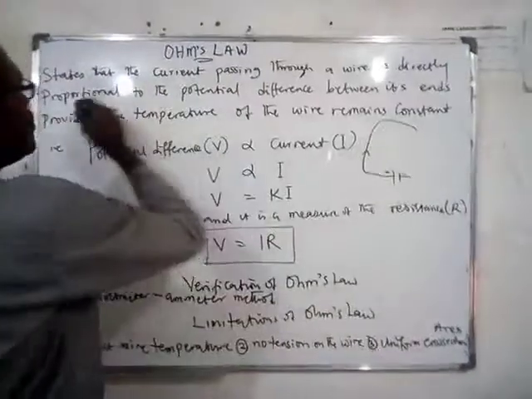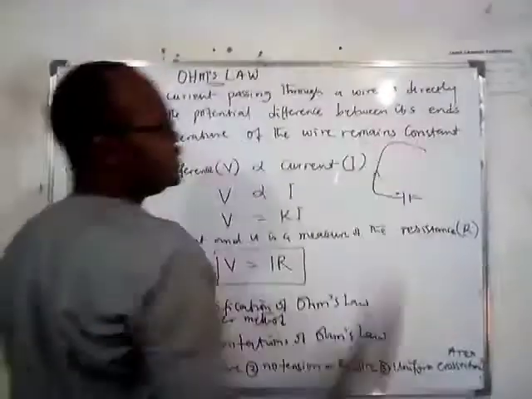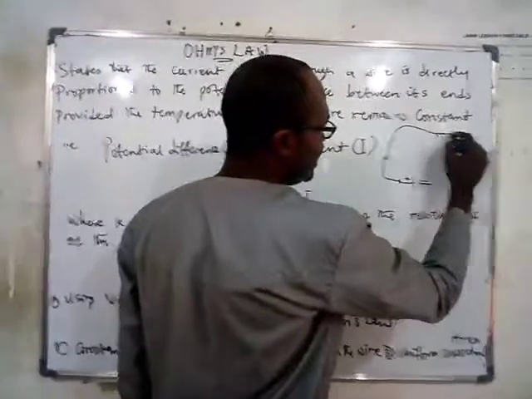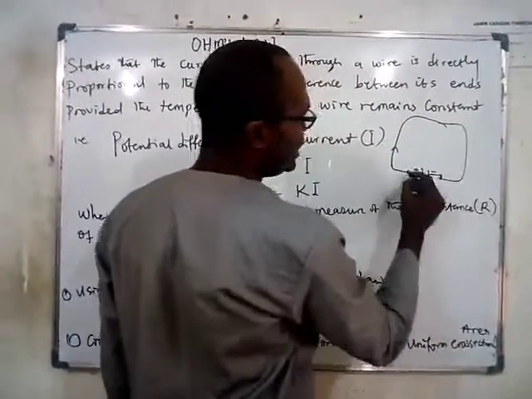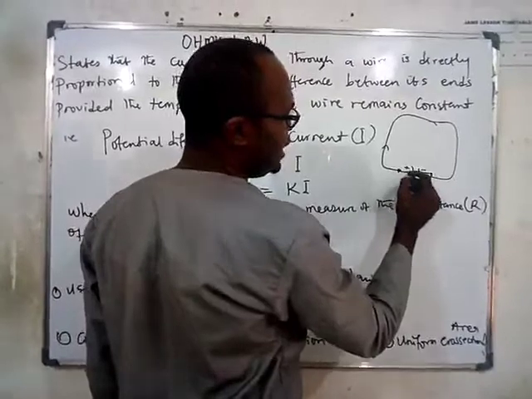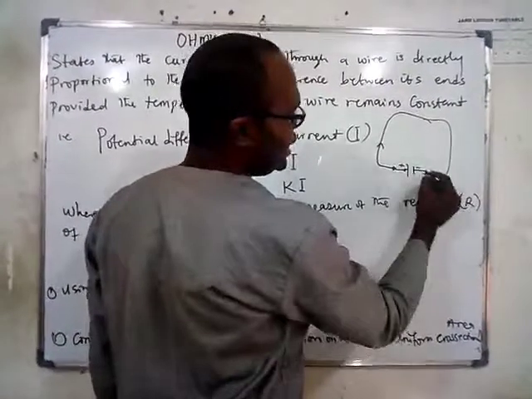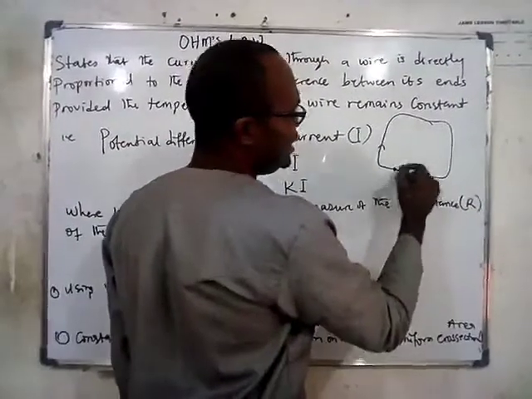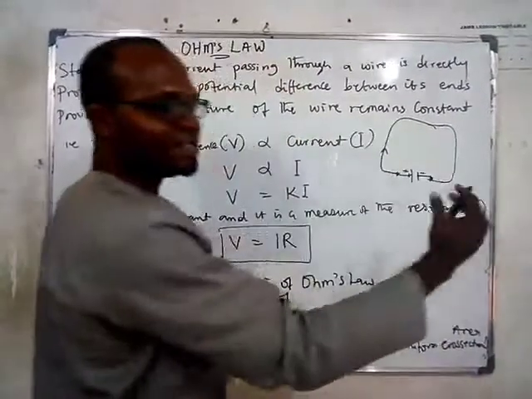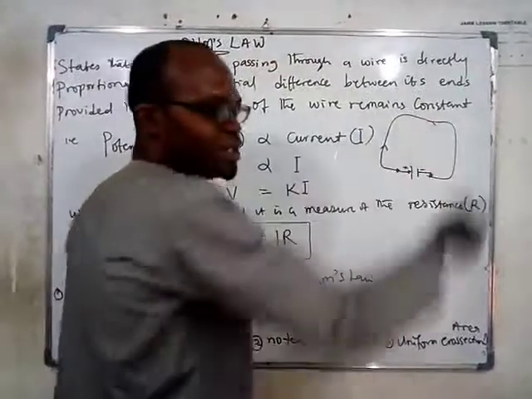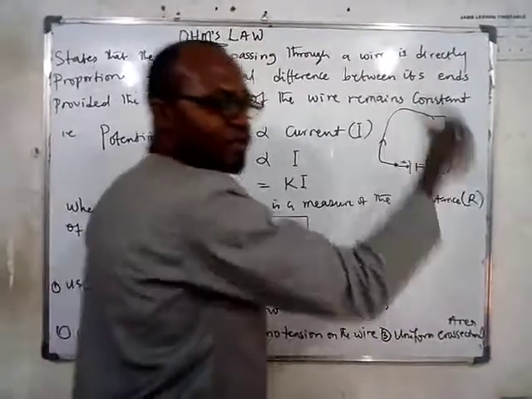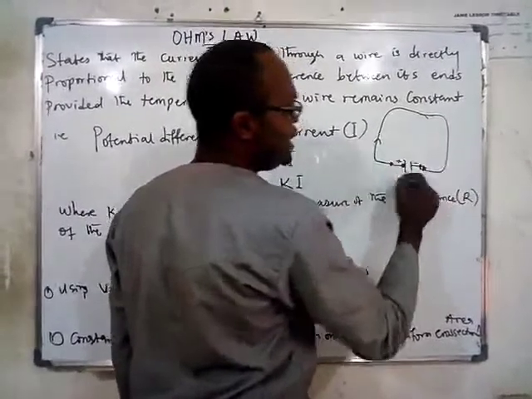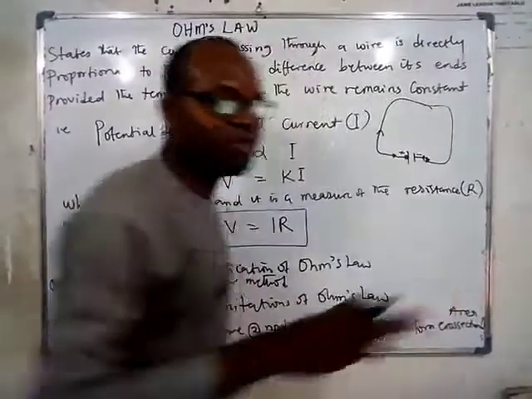is directly proportional to the potential difference between the ends of the wire. Let's say the potential difference between here and here. You understand? If the potential difference between here and here is very large, more current will pass. If the potential difference between the positive terminal and the negative side is low, lesser current will flow.